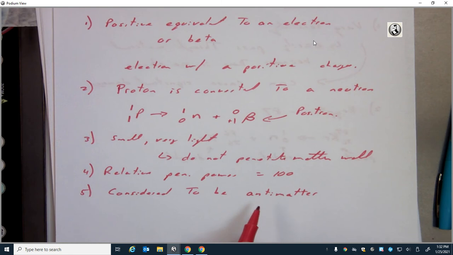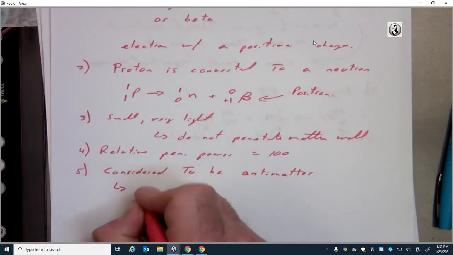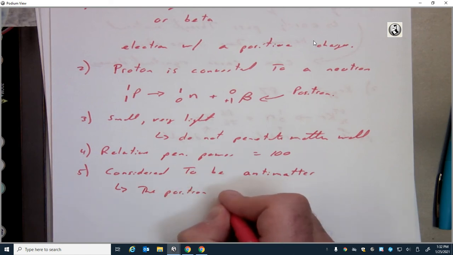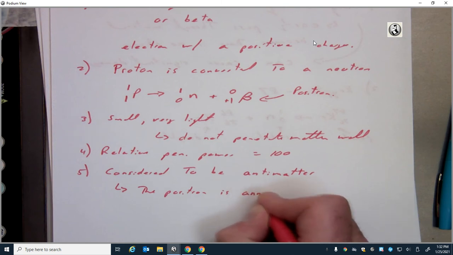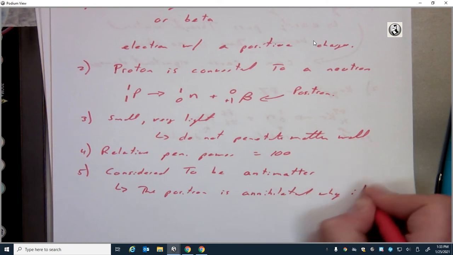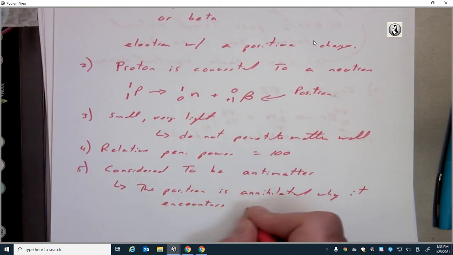Now, what happens when matter and antimatter touch each other? Well, in this case, we're talking about this positron, and if it encounters an electron, crazy stuff happens. So the positron is annihilated when it encounters an electron.